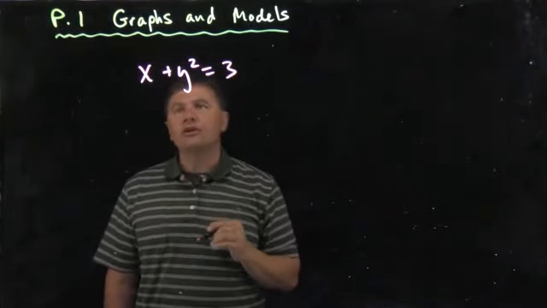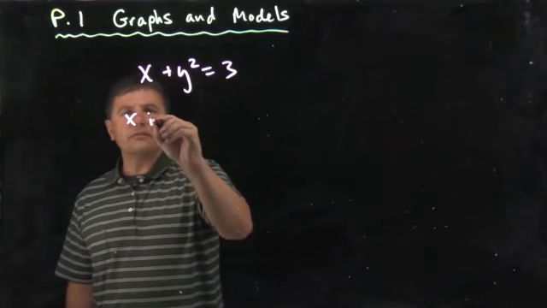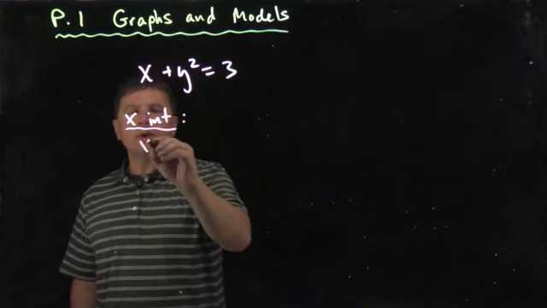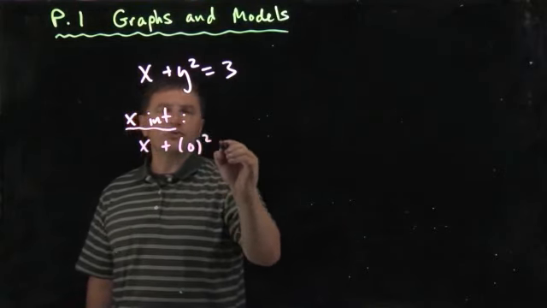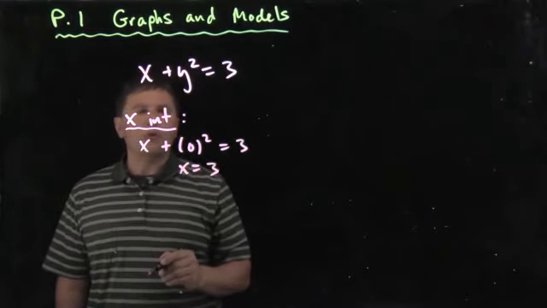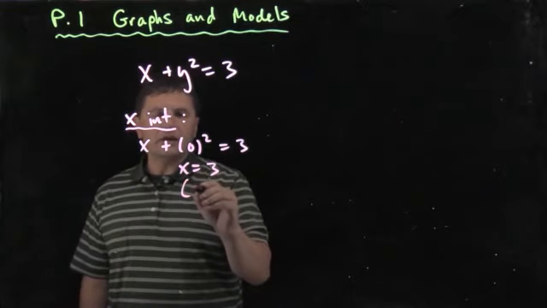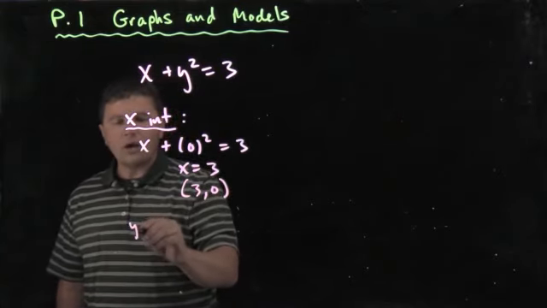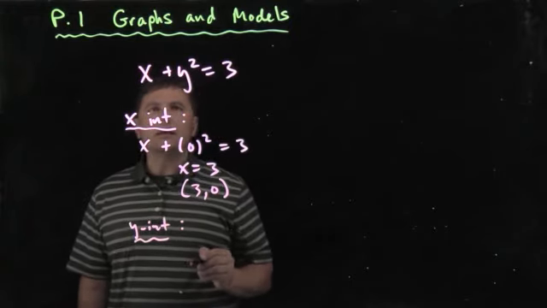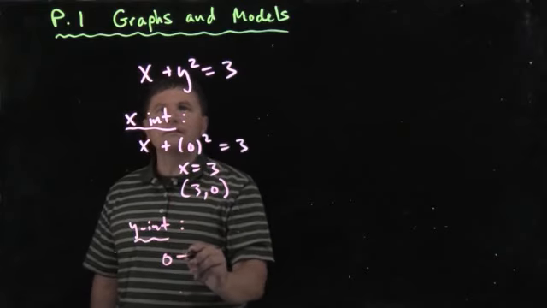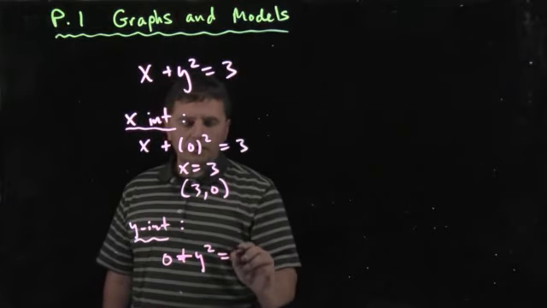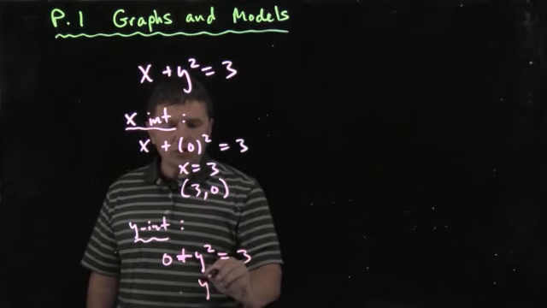The first thing is we're going to do the x and y intercepts. For the x-intercept, we let y equal 0. So x plus 0 squared is equal to 3. So here we get x equals 3. So our x-intercept is (3, 0). For the y-intercept, we plug in 0 for x. Now we get y squared is equal to 3.